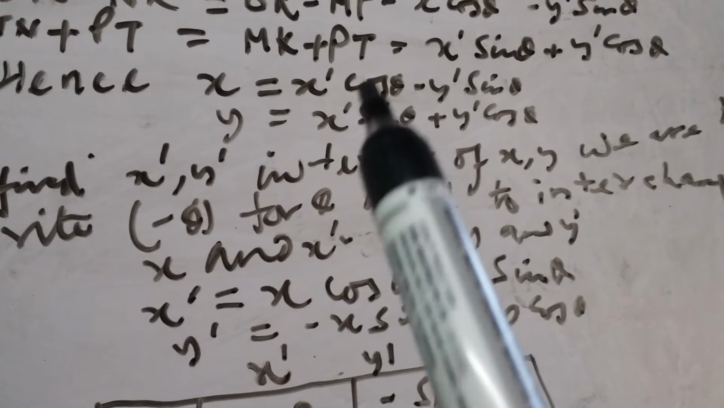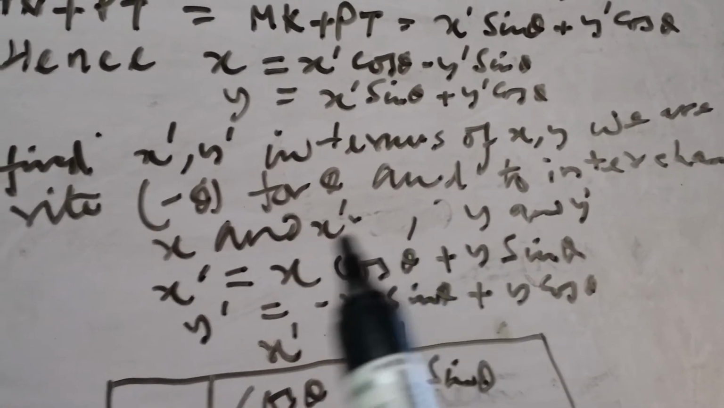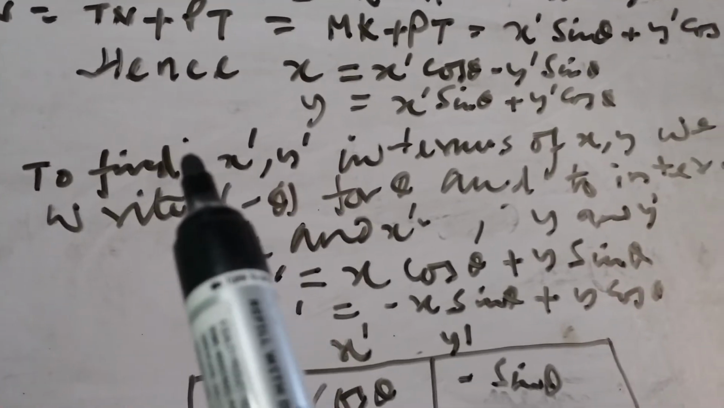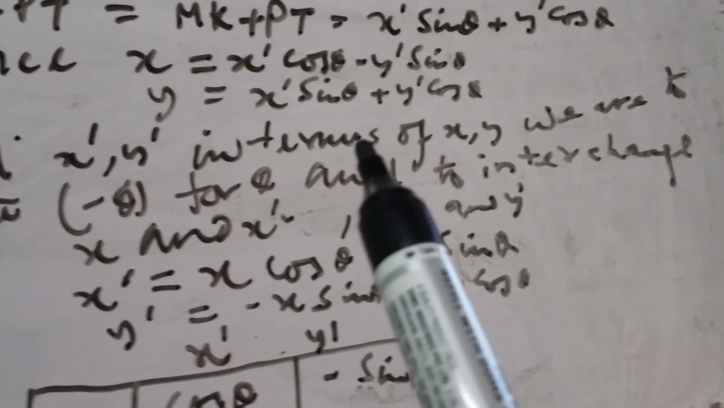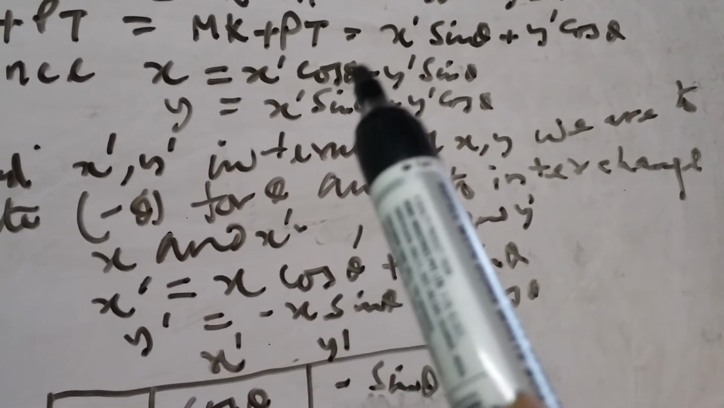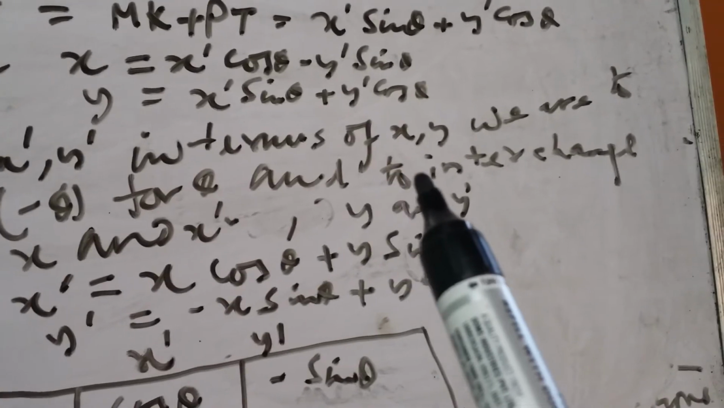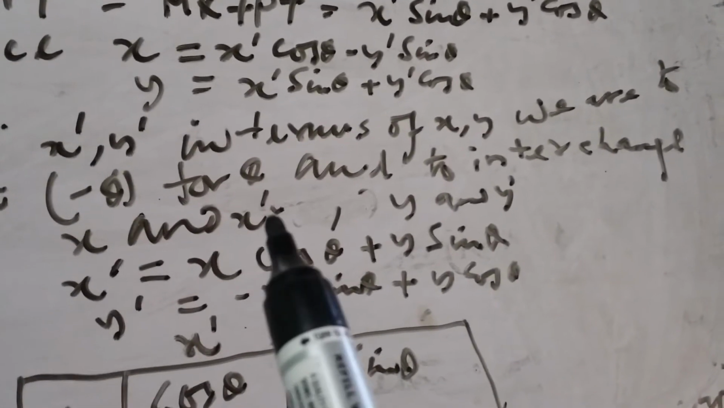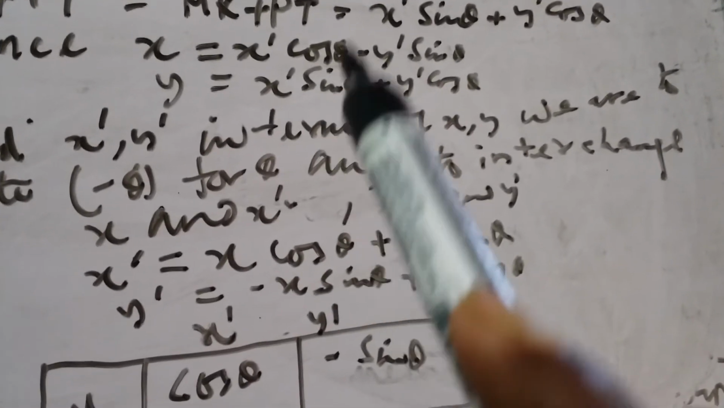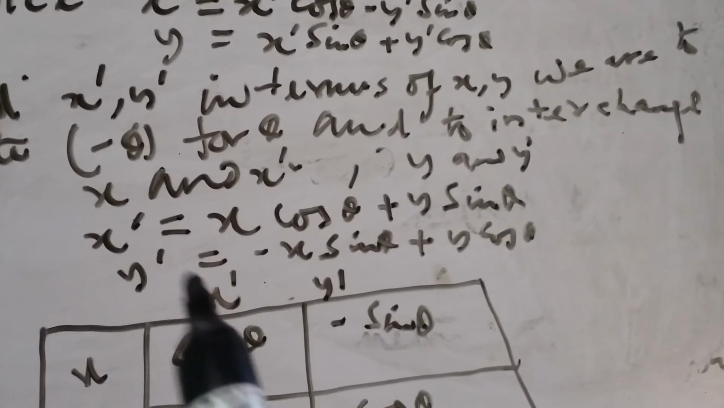How can you remember this? Note this point: to find x dash, y dash in terms of x, y, we write minus theta for theta and interchange x with x dash, then you get this. Otherwise, you can solve from this and you get this. But this is the process to remember.